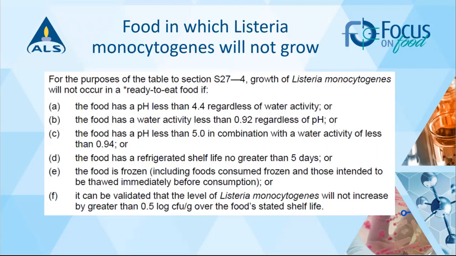So this is why it's really important to know the product characteristics. If you don't know these values, you may not be doing the correct testing for Listeria, etc. And if your product satisfies any of the parameters in this table, your specifications for Listeria will be less than 100 CFUs per gram. If your product doesn't fit with any of these parameters, then it will support the growth of Listeria monocytogenes according to the regulations and should be tested on a presence-absence basis, which is not detected in 25 grams.